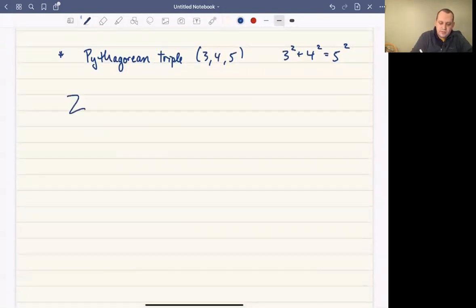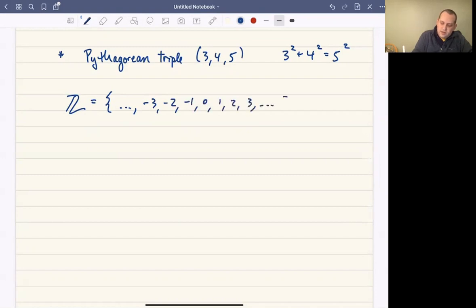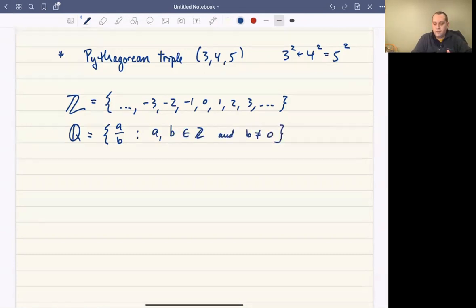We have the integers. Most of this will be pretty familiar, but just so that we're all on the same page, the integers are the positive and negative whole numbers and 0. That's the usual set of integers. We have the rational numbers, which are called rational because they're ratios. This is the set of ratios of the form a over b, where a and b are integers, and where, of course, b is not equal to 0. Whenever you write a over b, you're implicitly assuming that the denominator is non-zero, so I may or may not write that term there.